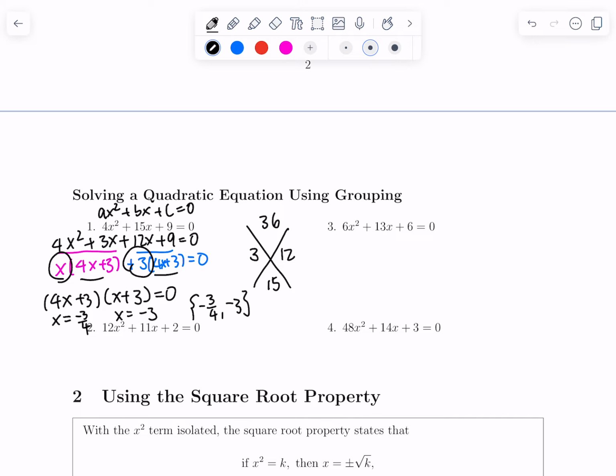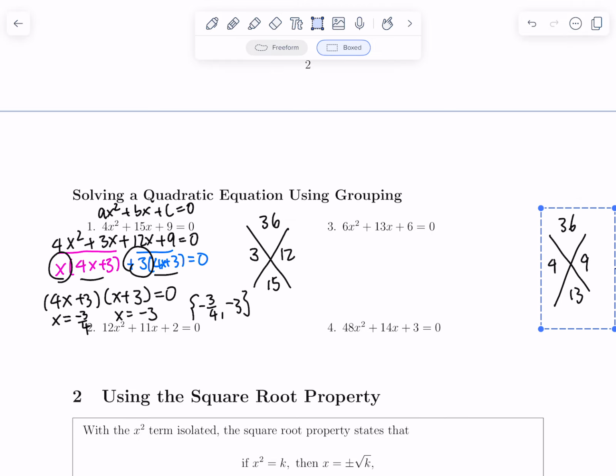Then let's try another one on the right hand side, question 3. We have 6x squared plus 13x plus 6. Draw the cross. The top value is 36, the bottom value is 13. We already tried 3 and 12, which is 15, so we're going to try a little bit lower: 4 and 9. 4 times 9 equals 36, and 4 plus 9 equals 13. So this is a great choice.